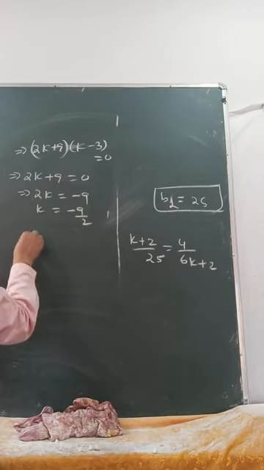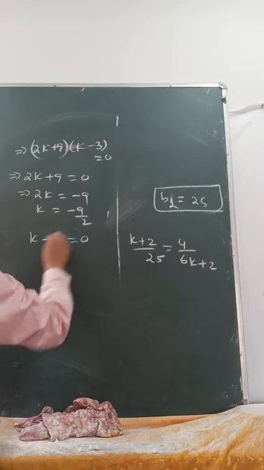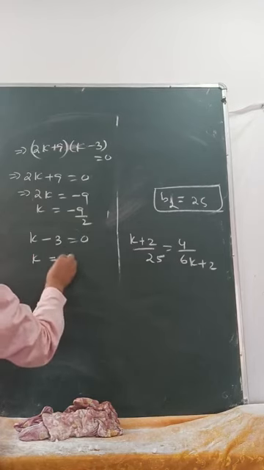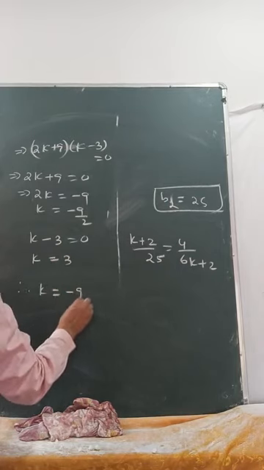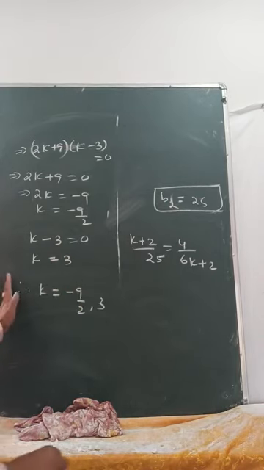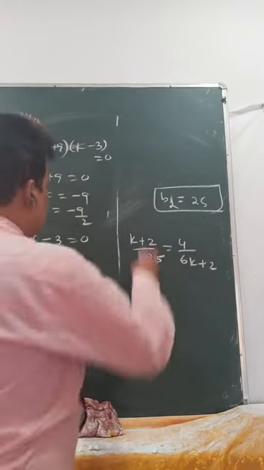Then k minus 3 equals 0, so k equals 3. So you got 2 values here: k equals minus 9 by 2, and 3. This is the first part. The second part is here.